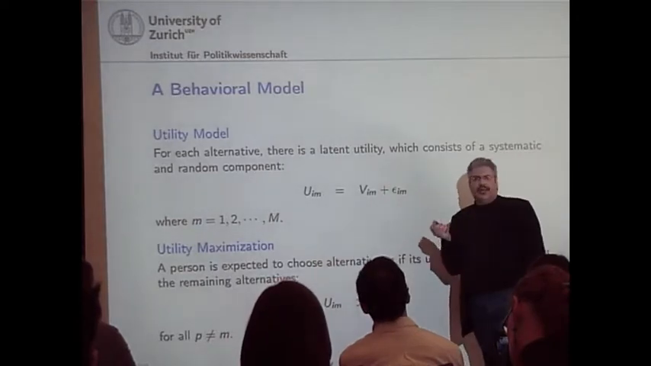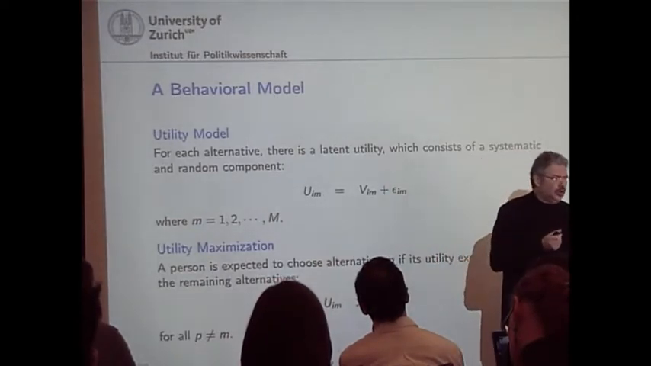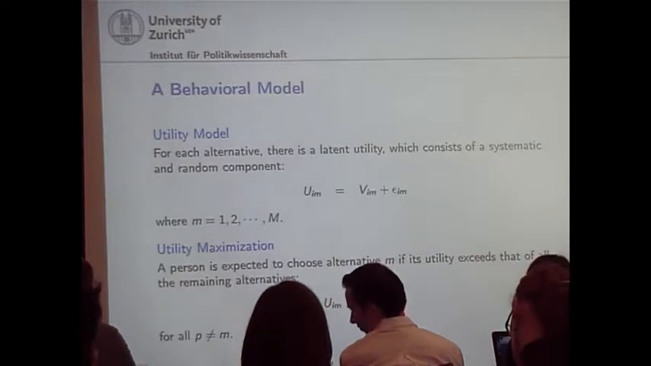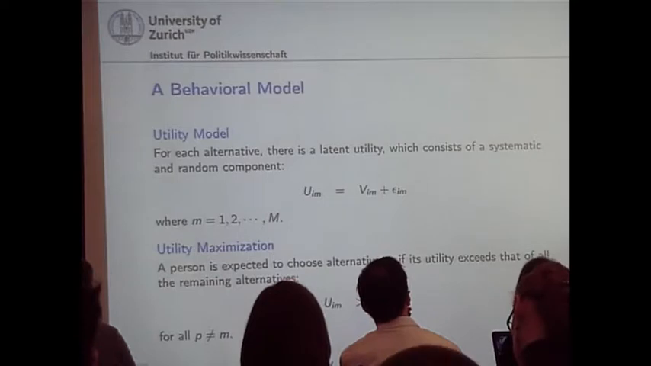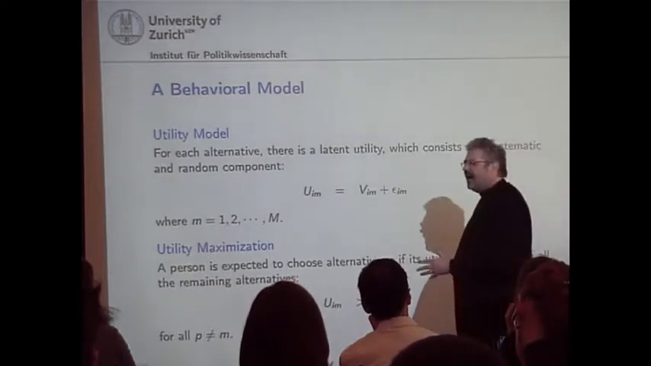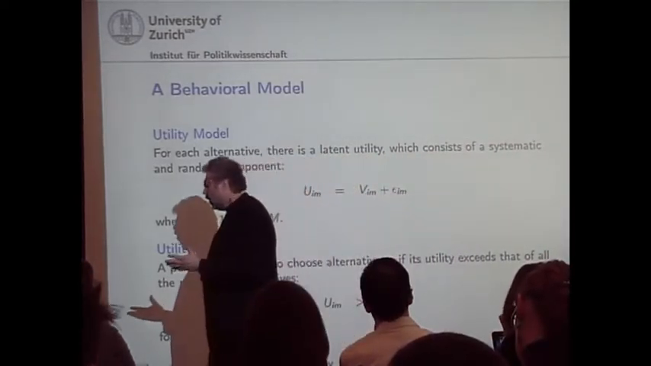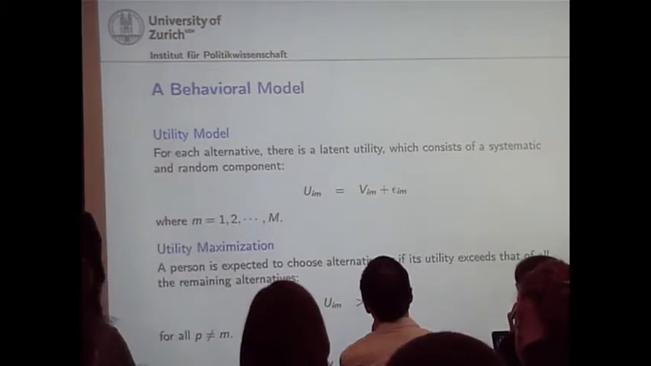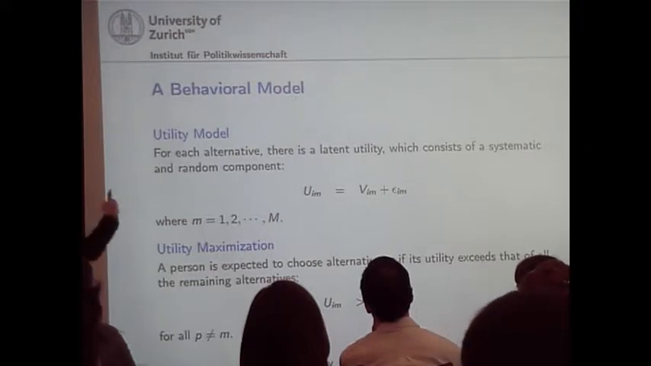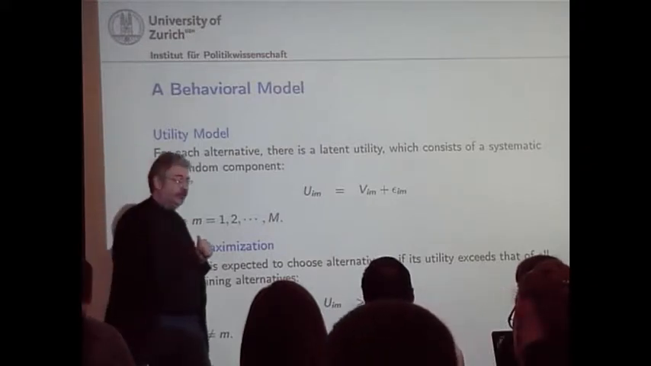And an error component epsilon IM. You can think about this in a variety of ways. First of all, we say VIM are the factors that we as researchers are aware of that influence someone's utility.